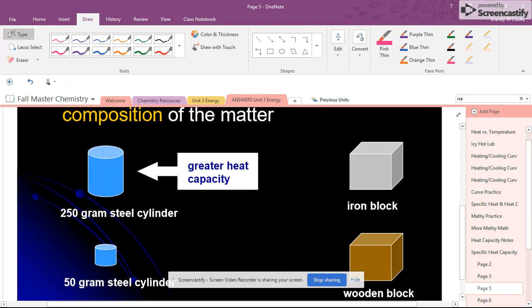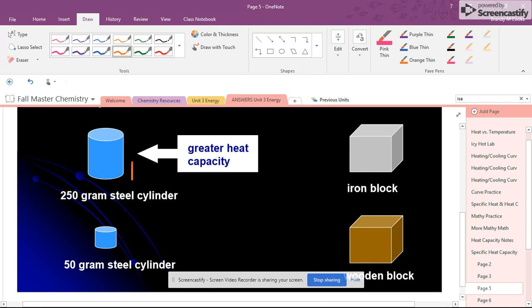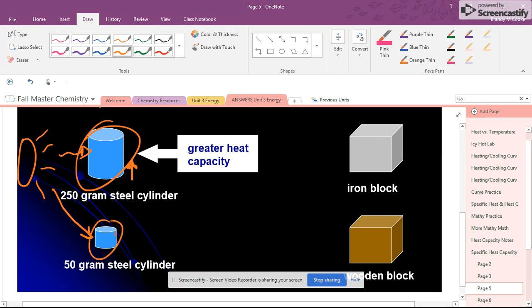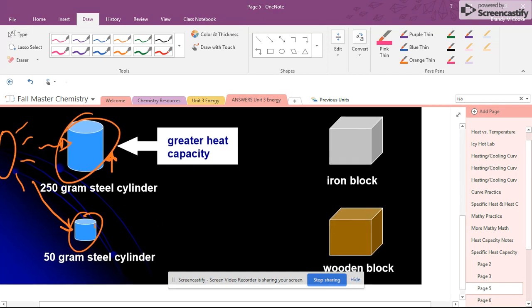Okay. So the 250 gram steel cylinder has a larger heat capacity because it requires more energy to increase the temperature by 1 degree. If we are out in the sun, the sun is giving energy to both of these things. After like 1 minute, this one is going to be a lower temperature than this guy because it's smaller. There's not as much matter to heat up. Okay, so that one's usually pretty obvious for students.